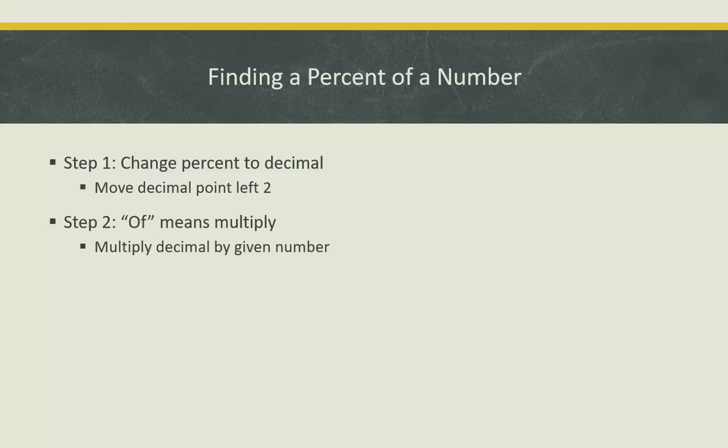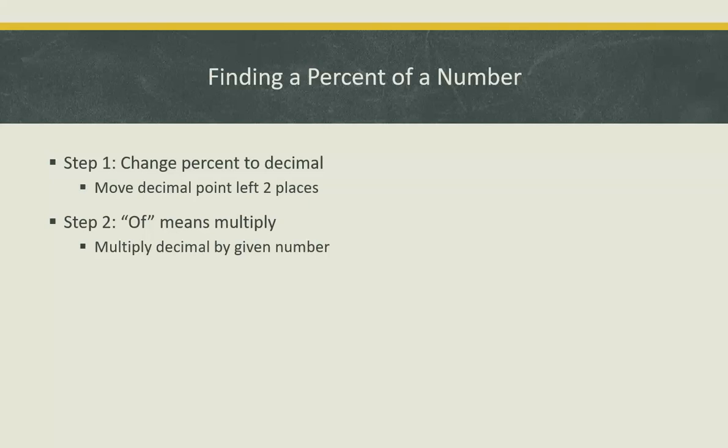Now that you've had some practice working with percents, we're going to find a percent of a number. This has two steps. The first thing we need to do is change our percent to a decimal. We're going to take the decimal point and move it left 2 places. We do this because percent means out of 100. So when you divide by 100, your decimal point goes left 2. If there isn't a decimal point shown, it is at the end of the number.